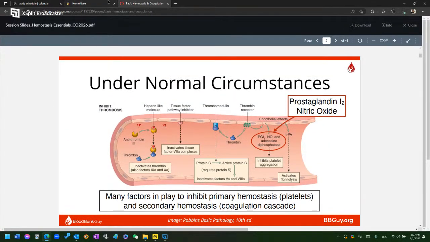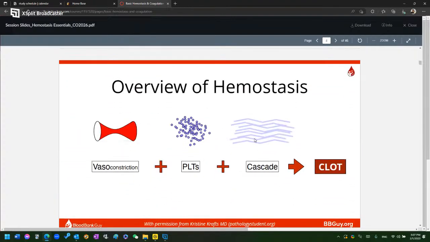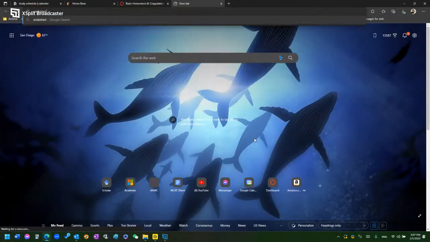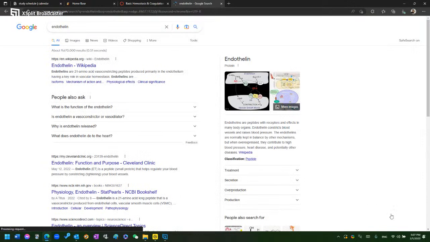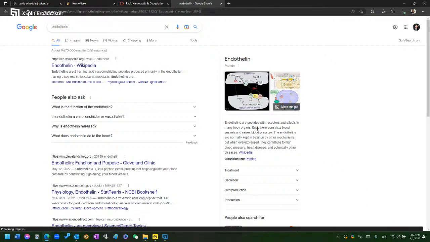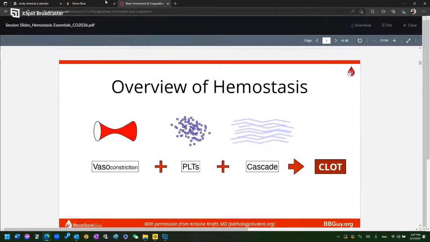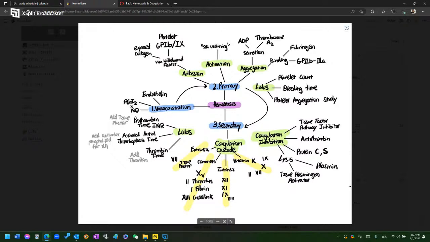And endothelin, the role of endothelin is to constrict, yeah. Okay. So these two you have less of, which causes constriction. This one you have more of, which causes also vasoconstriction. I'm going to add arrows for those later. So that's our first step.